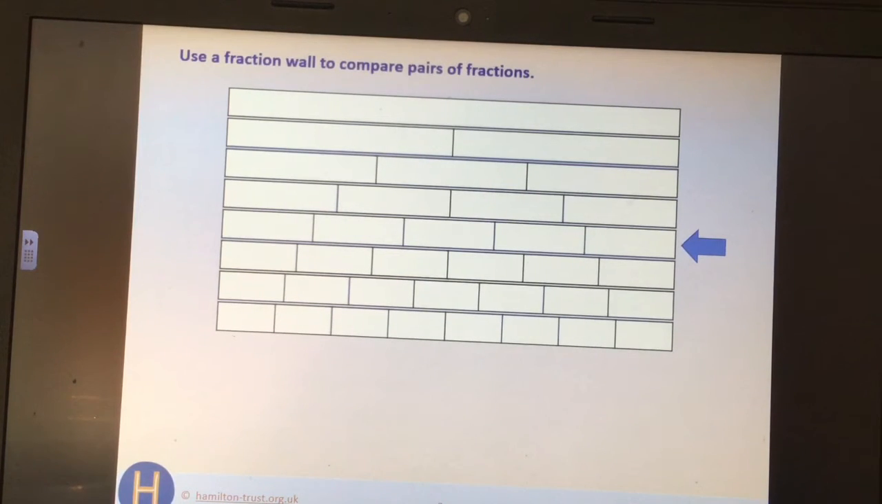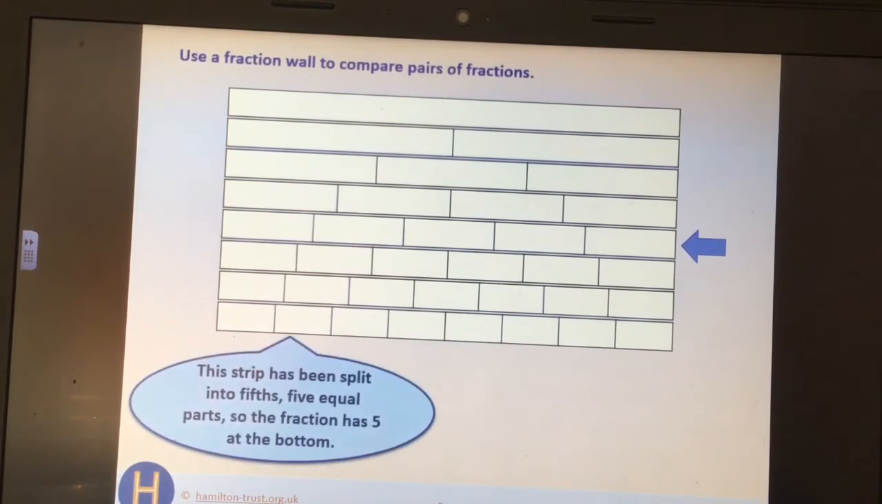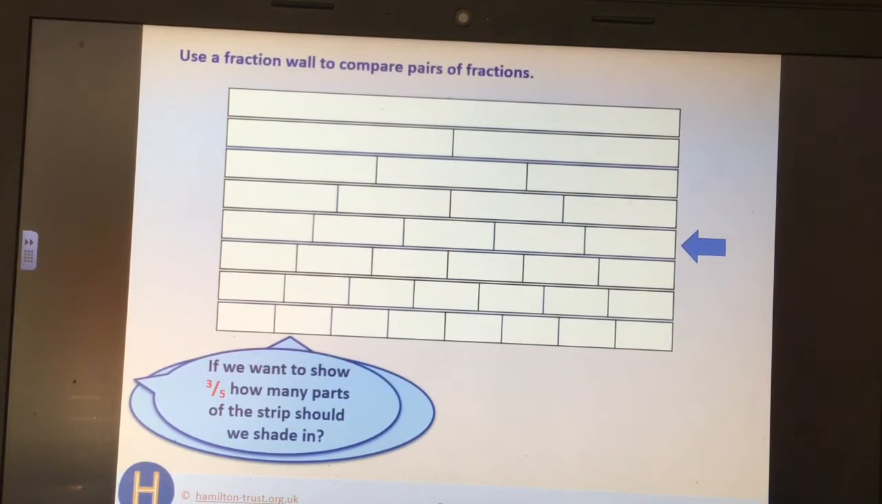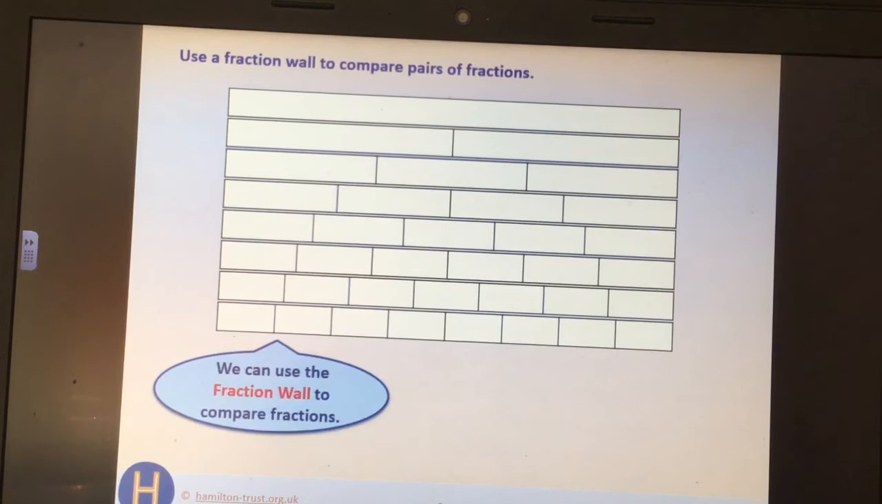This strip here, how many pieces are there? 1, 2, 3, 4, 5. If there's 5 pieces, that means it is split up into fifths. So the denominator, the number at the bottom, will be a 5. If we were to show 3/5, how many parts of the strip should we shade in? We'll be shading in 3 of them. 1, 2, 3. Now we are showing 3/5.